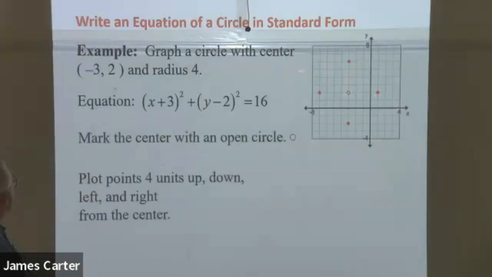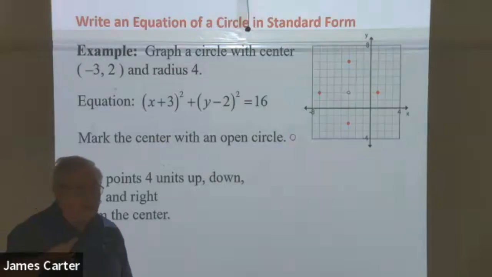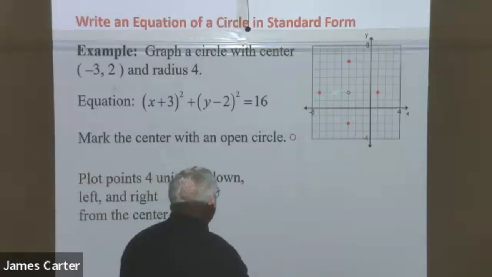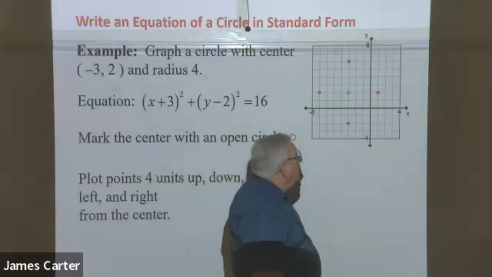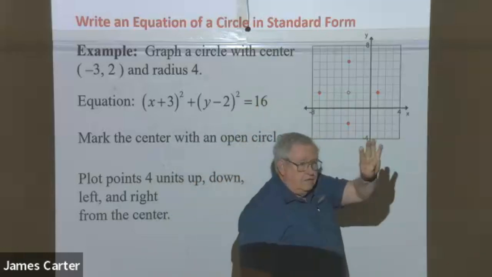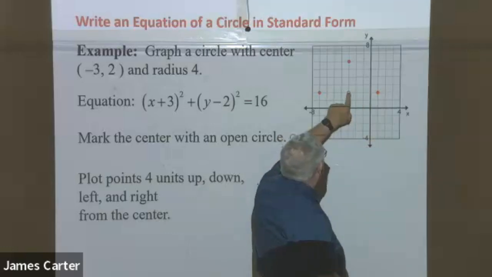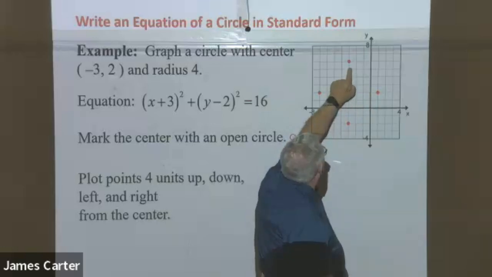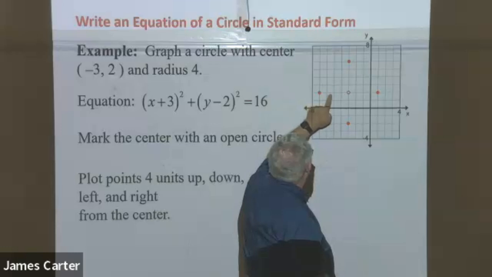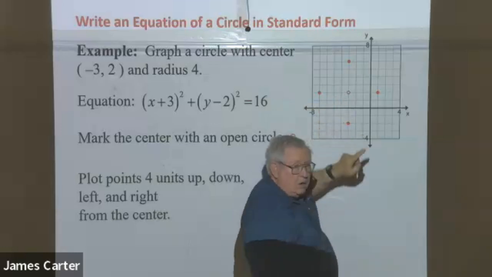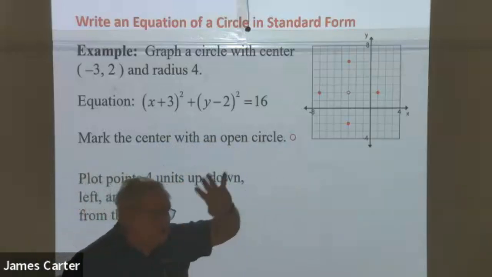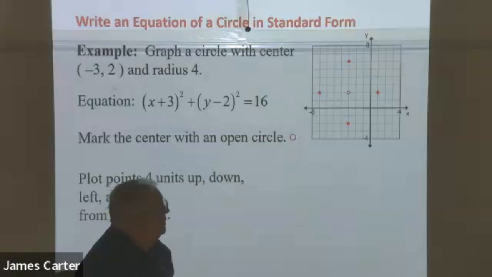Here's that center point, -3, 2. And I'm telling you how to do this in Algebra right now. First, you plot the center point. The radius was 4. So from that center point, 1, 2, 3, 4, in each of the four directions. You go that many in the perpendicular directions.